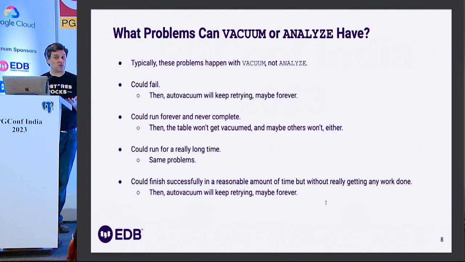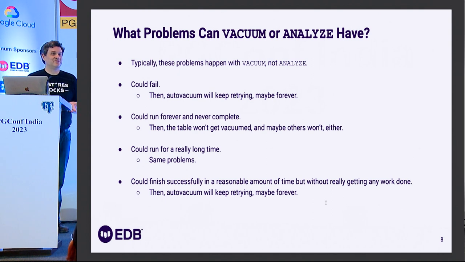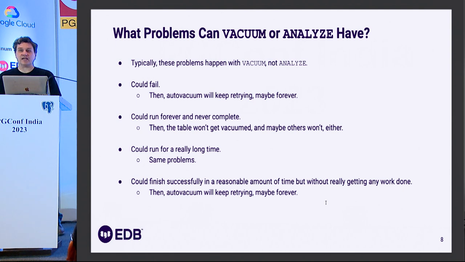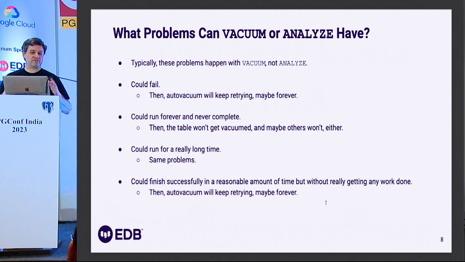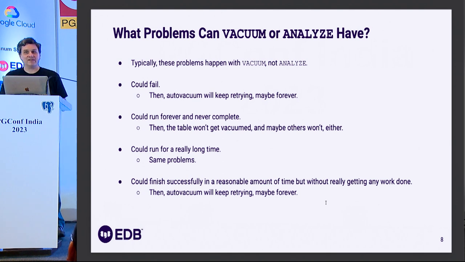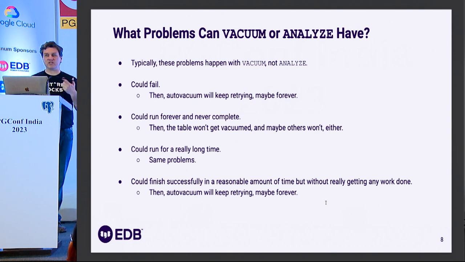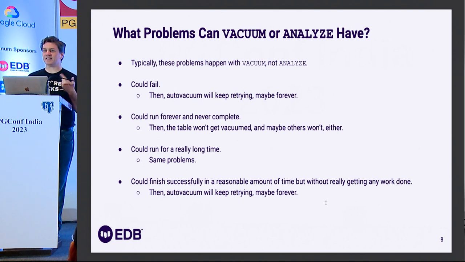But what can actually go wrong? Well, when you run a command, it can always fail for some reason. So it might be that autovacuum says, hey, it's time to run vacuum. And it runs vacuum, but it fails with some error. If that happens, autovacuum will eventually retry that operation, but maybe it will again fail with the same error. If that happens, you can get into a kind of loop where you keep trying to vacuum the same table over and over again, but because the error keeps happening, nothing is getting any better.